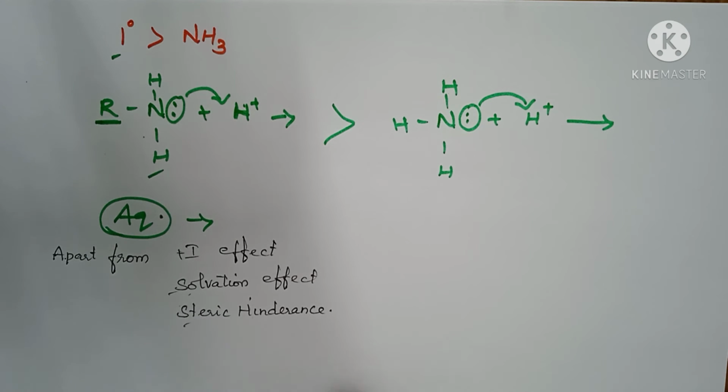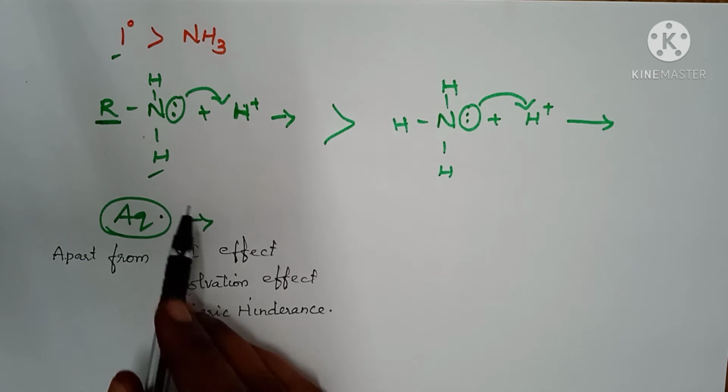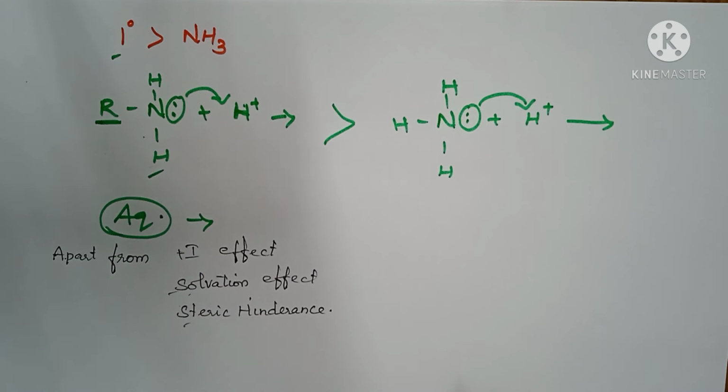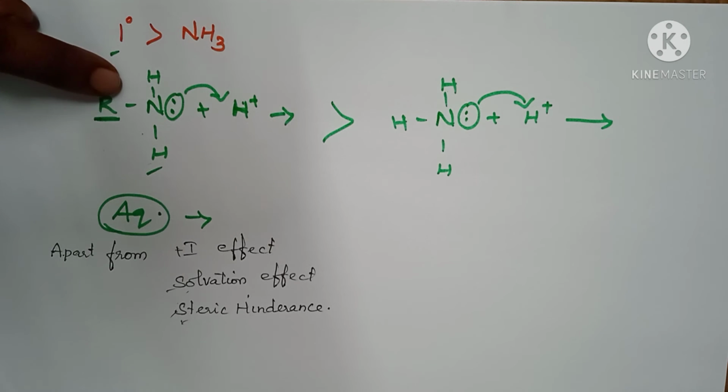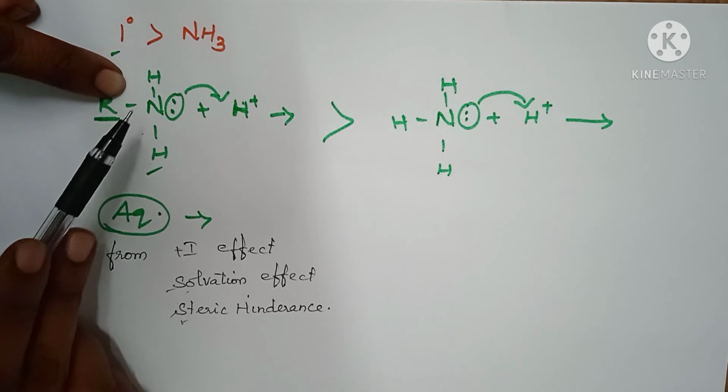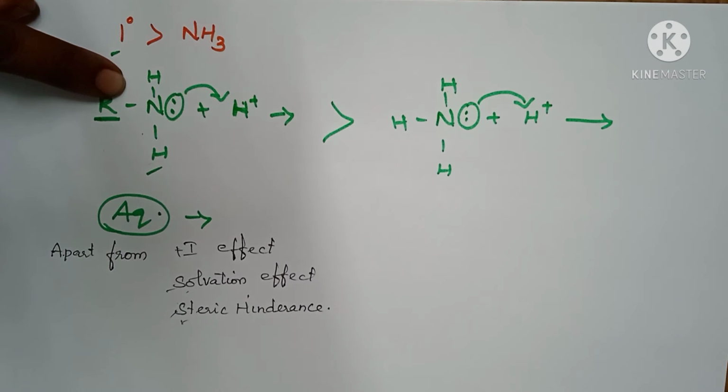Solvation effect: when it is soluble in water, hydrogen bonding is there, so it will be easily soluble in water. And then steric hindrance: alkyl groups are bulky groups attached to the nitrogen atom. So we can state those points also. The alkyl groups are electron releasing groups, that is why they push the nitrogen atom and the lone pair of electrons is ready to donate. Not only that, even these points also we can say.